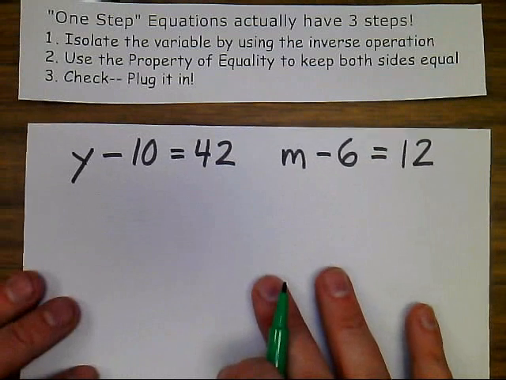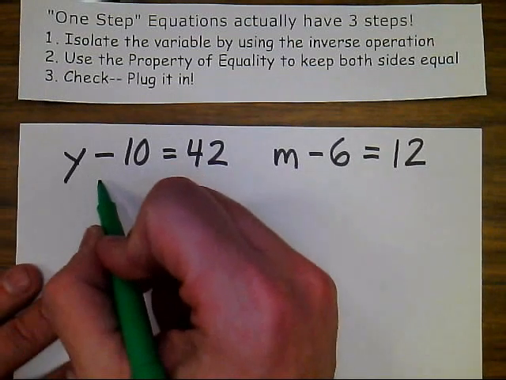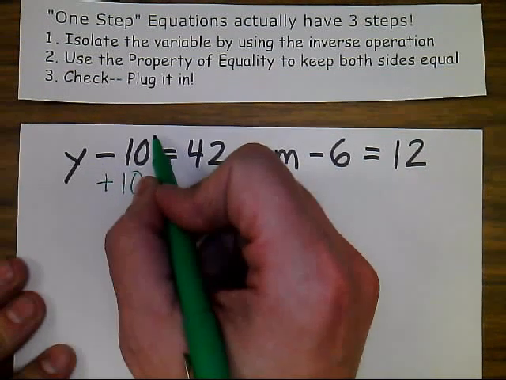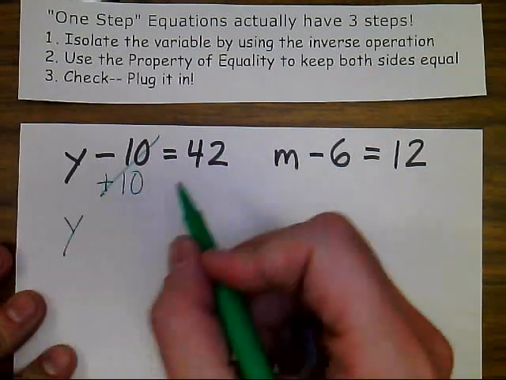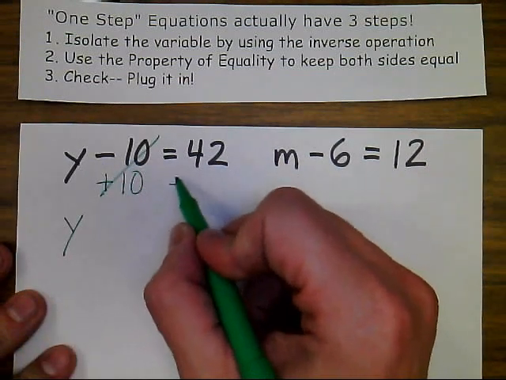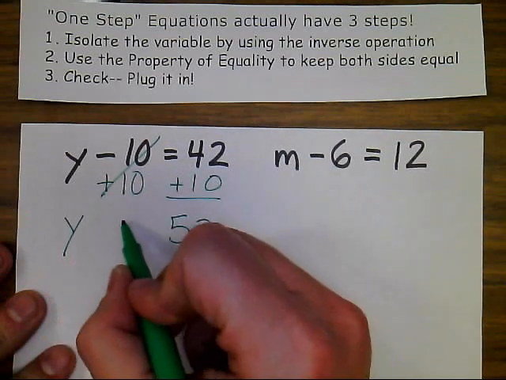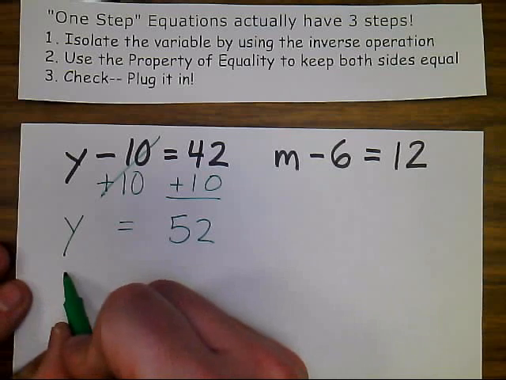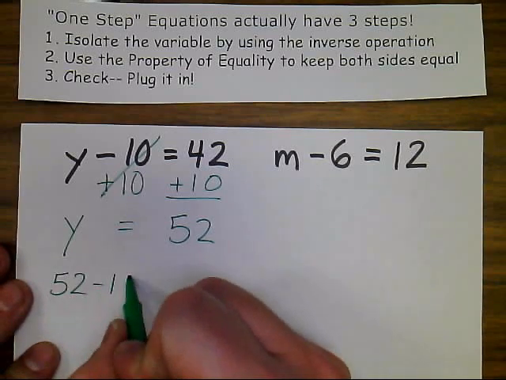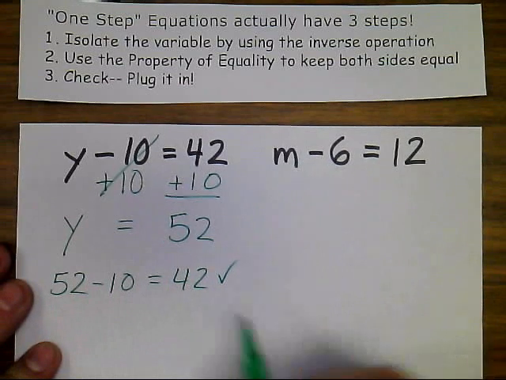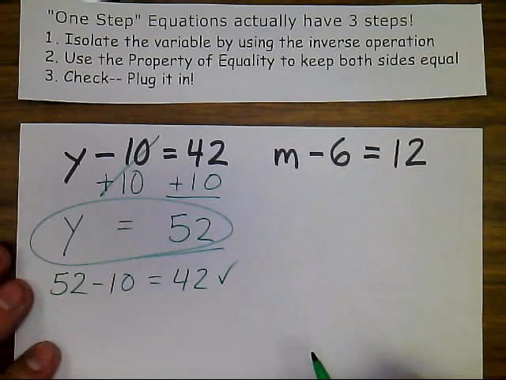Again, slightly larger numbers. And we're going to isolate our variable by doing the inverse operation. So I'm going to add 10, and that's going to leave us with just y. And then because we added 10 on this side, we're going to add 10 over here. And that's going to leave us with 52. And so y equals 52. And we can plug that in and do 52 minus 10. Again, that's one you could probably do in your head and know that that's a true statement. So y equals 52 is correct.